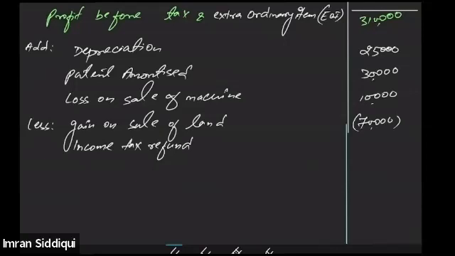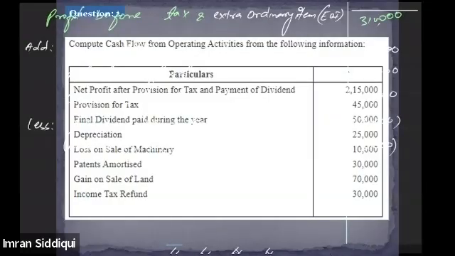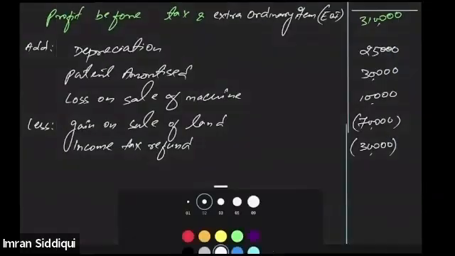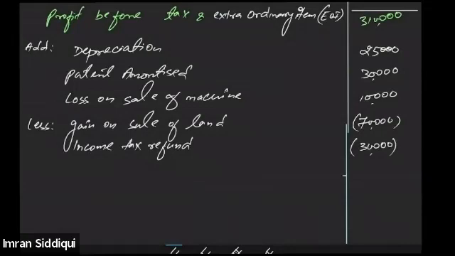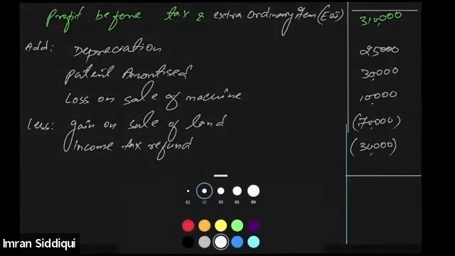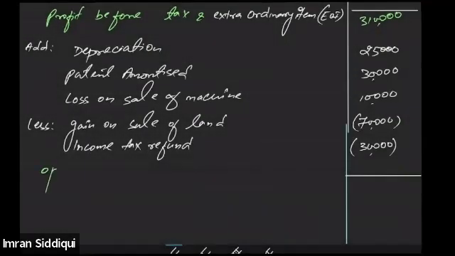Income tax refund is obviously causing inflow of cash, but because it is not related to operating income, therefore we have to subtract it. 30,000. Is this clear? Now we will total it, and the amount that we'll be getting will be called operating profit.